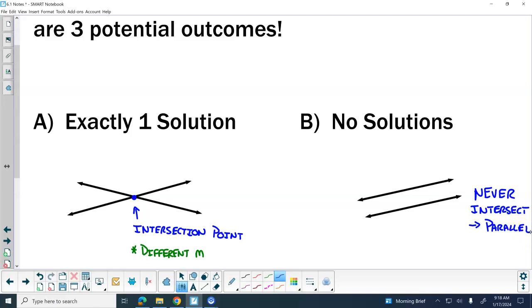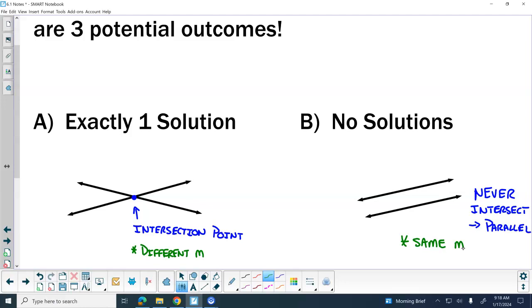What is the one characteristic of parallel lines that are the same? Their slopes are the same. Yep. So if your two lines have the same slope, your solution will be no solution. That's two of the three potential answers. What's the third?